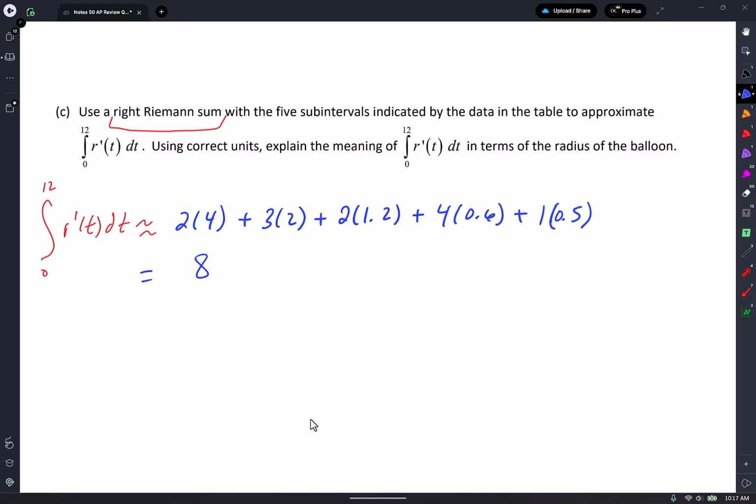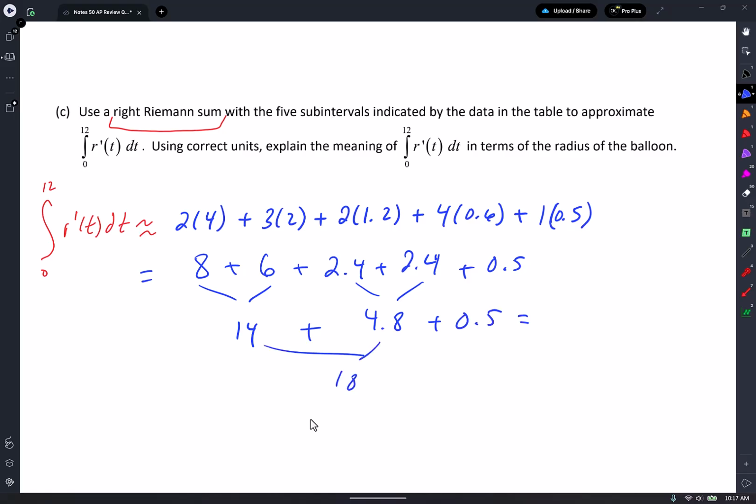2 times 4, what's that? 8. 3 times 2? 6. 2 times 1.2? 2.4. And then 4 times 0.6? 2.4, right? Okay. 8 plus 6, 14. And then can I do those easily? I'm just doing 2.4 plus 2.4. Is that 4.8? Yeah. Okay, so now let's see. 14 plus 4.8 plus 0.5. 18.8 right here. 19.3. You got to be careful.